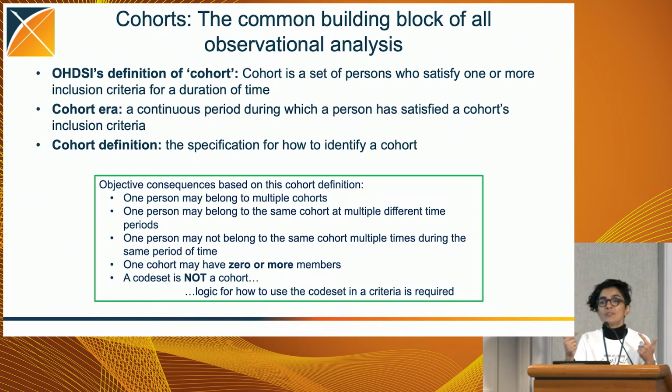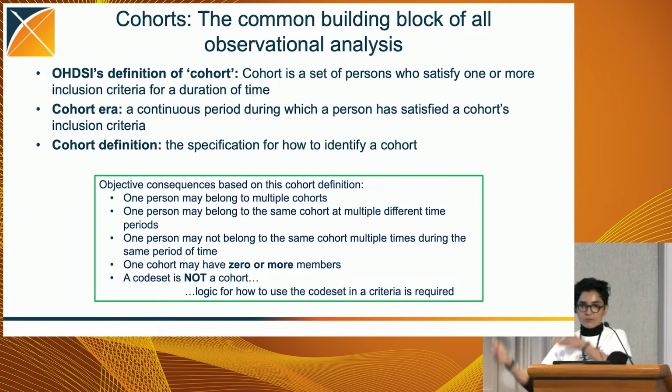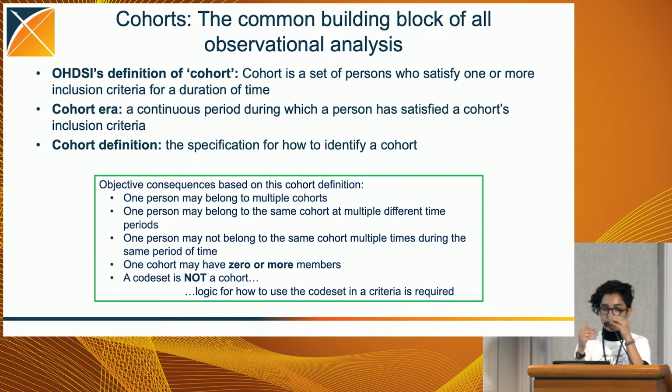One person cannot belong to the same cohort multiple times during the same period, right? So once in, you will be in; you have to get out to be able to get in again. It's completely normal to have a cohort with zero observation, with no person in it. Because you're putting these Legos together, you want to have this set of criteria to match. It's okay if you get zero observation. And most importantly, a code set is not a cohort, right? You need to have the logic, that whole sketch of how to use that code set to get to that.